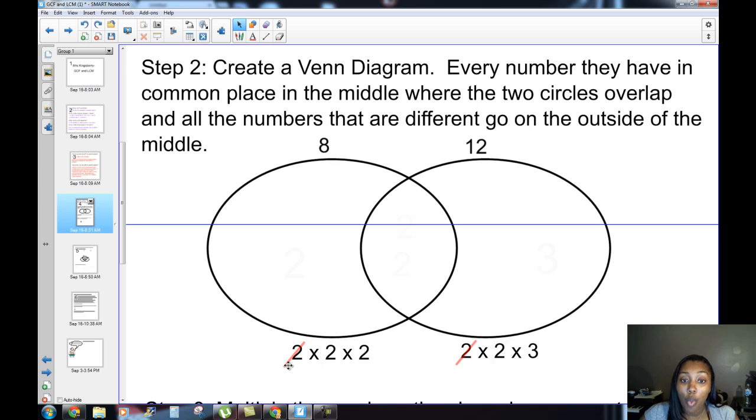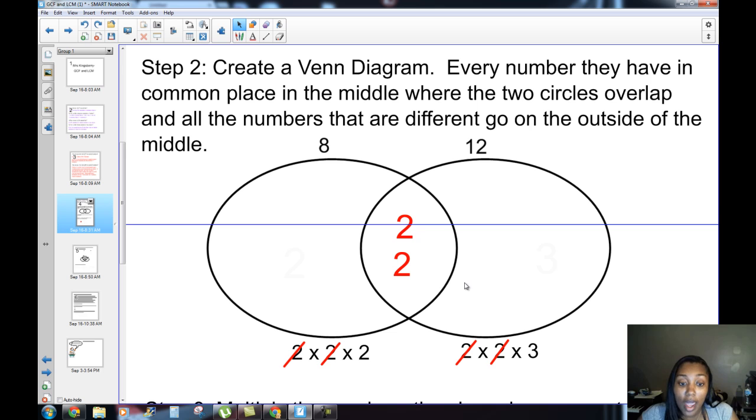So that means they have one pair of 2's in common. So then I'm going to put the 2 in the middle. Then I look here and I look here and I see another pair of 2's that they have in common. So I'm going to put that also in the middle. So what we see is that the 8 and the 12 both had 2 2's.